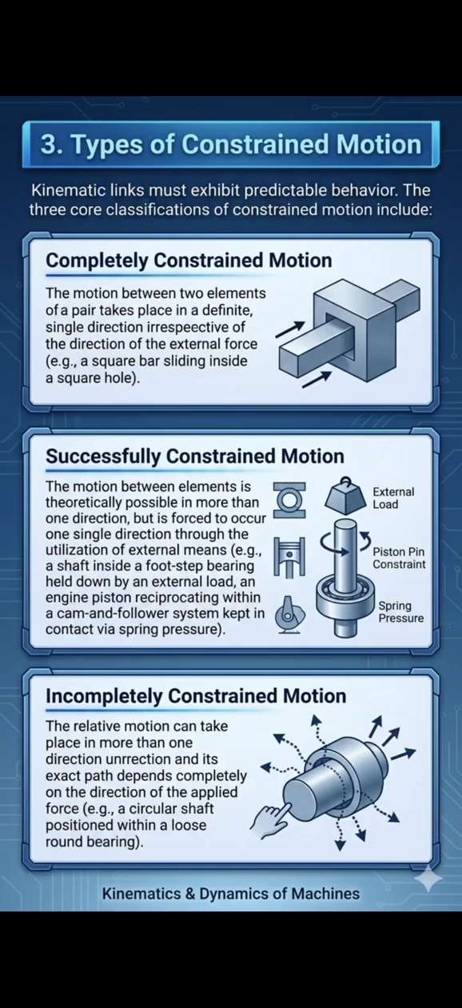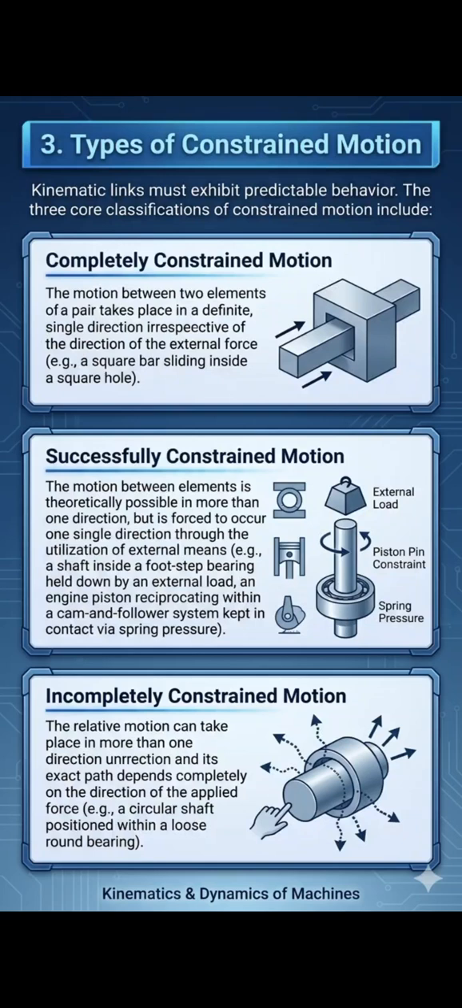Types of constrained motions. Kinematic links must exhibit predictable behavior. The three core classifications of constrained motion include completely constrained motion. The motion between two elements of a pair takes place in a definite single direction irrespective of the direction of the external force. Example: a square bar sliding inside a square hole.